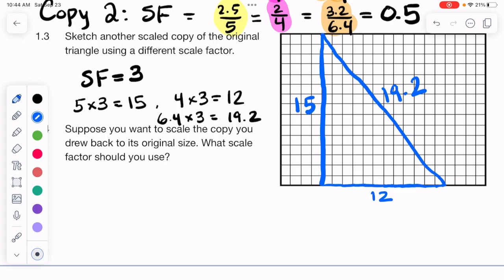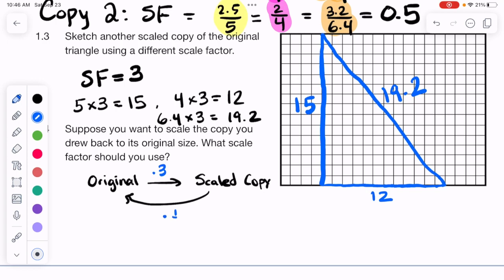And then finally on this question, it's saying, suppose you wanted to scale the copy that you drew back to the original size. What scale factor should you use? So we got from the original to the scaled copy by multiplying all the side lengths by 3. So now we're saying, okay, we're at the scaled copy and I want to go back in the other direction. What can I multiply by? So like the opposite of multiplying by 3 is dividing by 3, but that's equivalent to multiplying by 1/3.